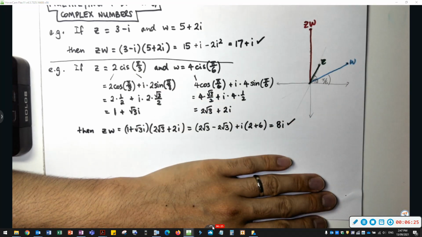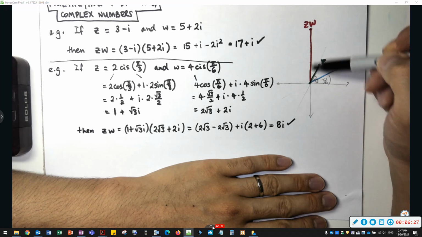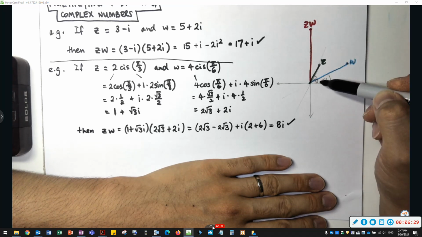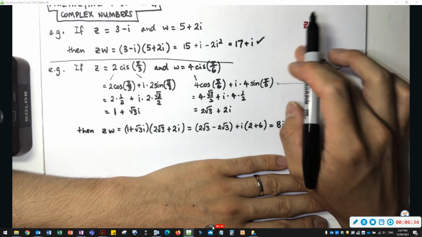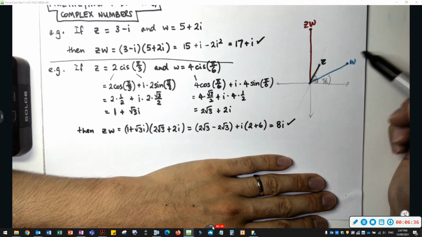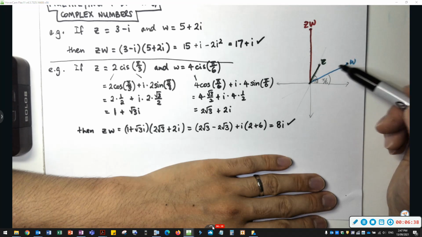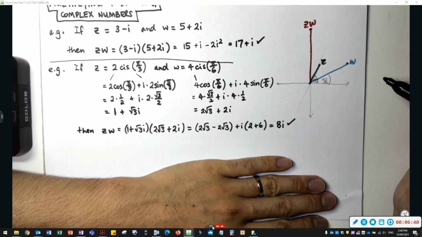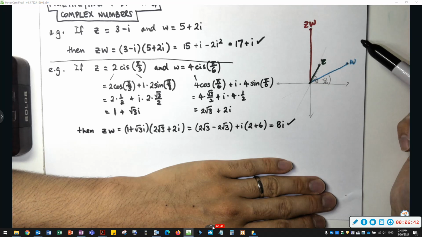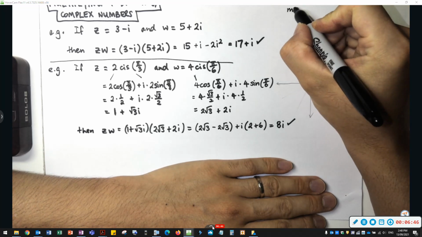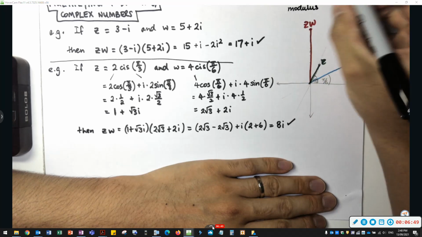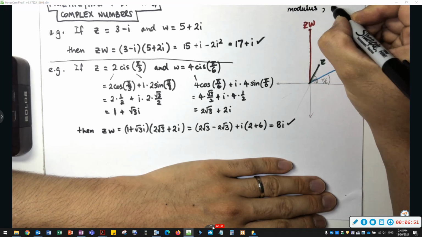Cool. But how do I know where to draw this direction? Do I just add the angles? It looks like it's rotating in that direction. Possibly. And in fact, that is the truth. So when you multiply complex numbers, the modulus get added. Modulus add.